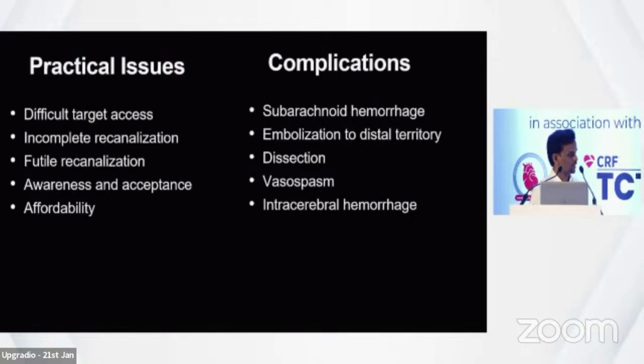Complications we should know of: while retrieving the clot, the stent retriever may cause subarachnoid hemorrhage, which can be benign most of the time. If there is a perforation, it may sometimes require decompression, and it may affect the overall clinical outcome. And embolization to a distal territory is the most feared complication while venturing into thrombectomy, along with dissection of the access vessel, vasospasm, and intracerebral hemorrhage due to perforation of the vessel. So these are all the complications.